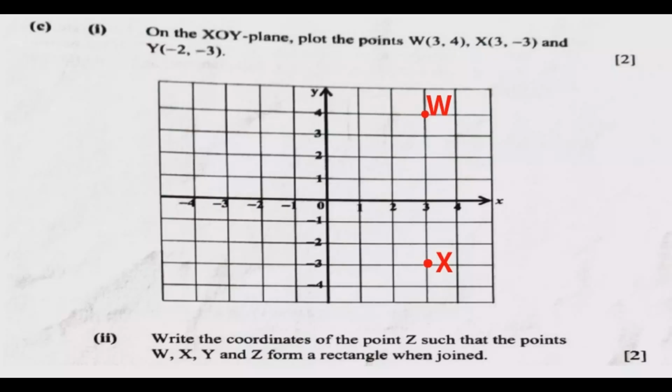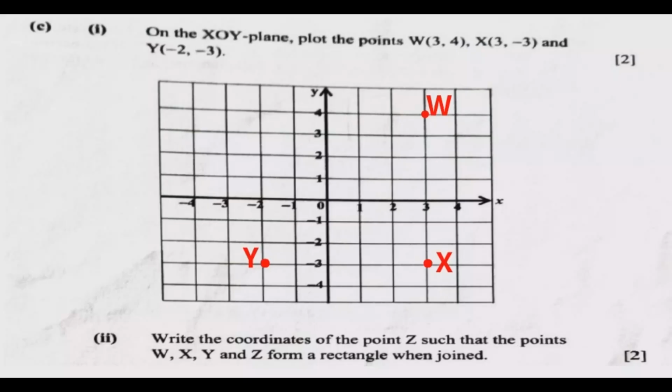Then we come to Y, which has got the coordinates negative 2, negative 3. So again we are going to start from negative 2. Now that is negative 3, so we're going to go downwards until we meet the line that is coming from negative 3, and we put the point there where the two lines are meeting, and that point is Y. Now as you can see, we are done answering question 7C1. So we have plotted those points.